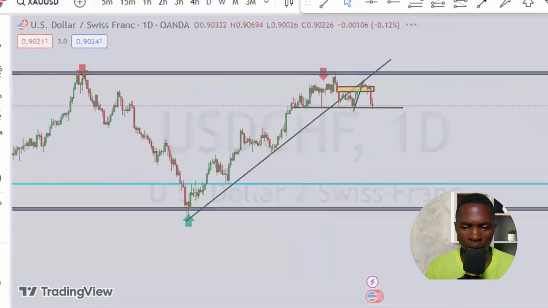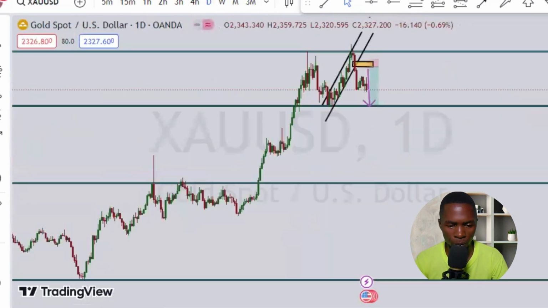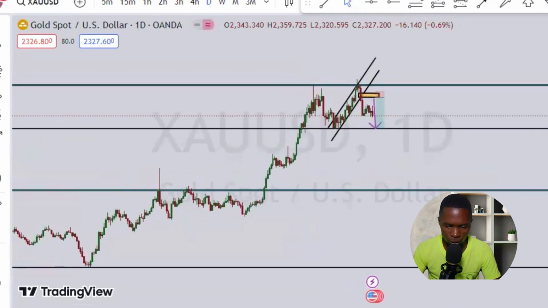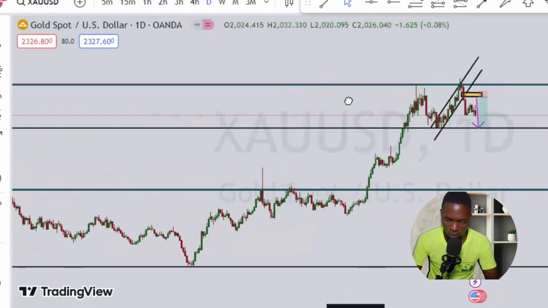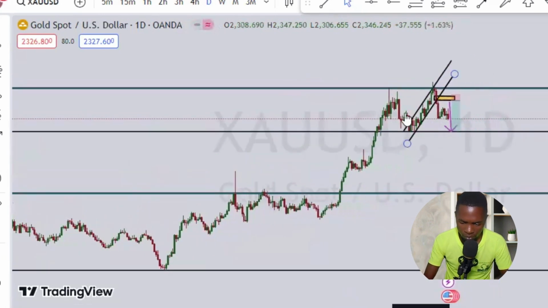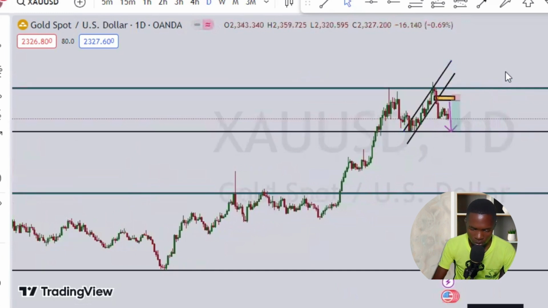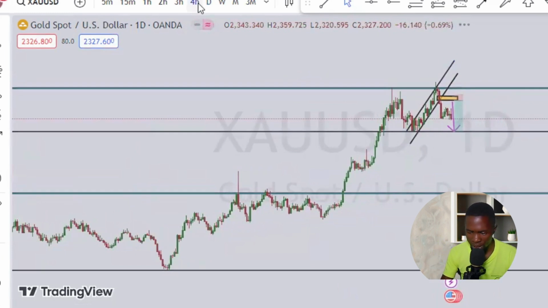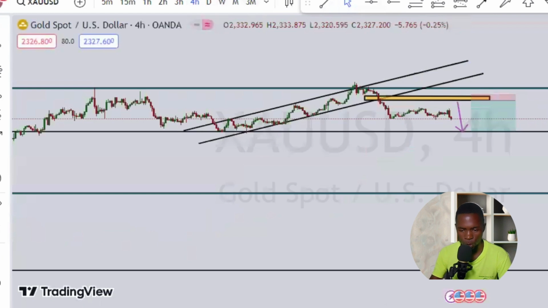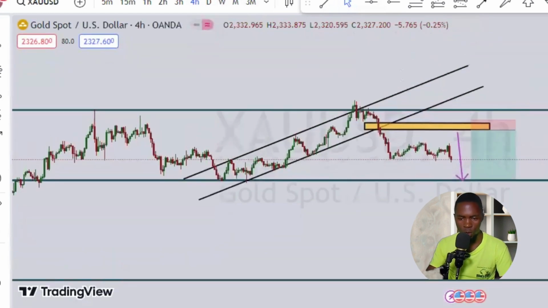Now let's go to another pair. This is gold. Gold now on a daily time frame. Gold has formed a kind of double top. Now let's go to 4 hour, and I can show you what I was expecting on gold.